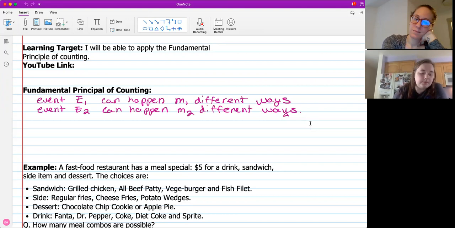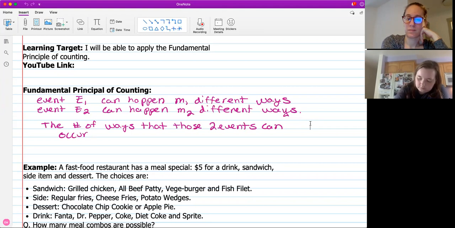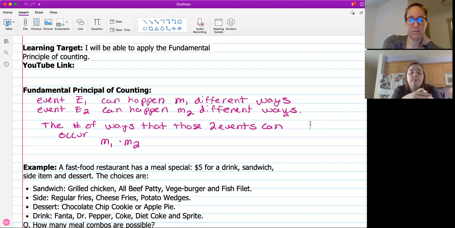Okay, so what the fundamental principle of counting tells you, that is a mouthful, is that the number of ways that those two events can occur together is equal to M1 times M2. So essentially all you're doing is you're taking the number of different ways that event 1 can happen and the number of different ways that event 2 can happen, and you're multiplying them together.